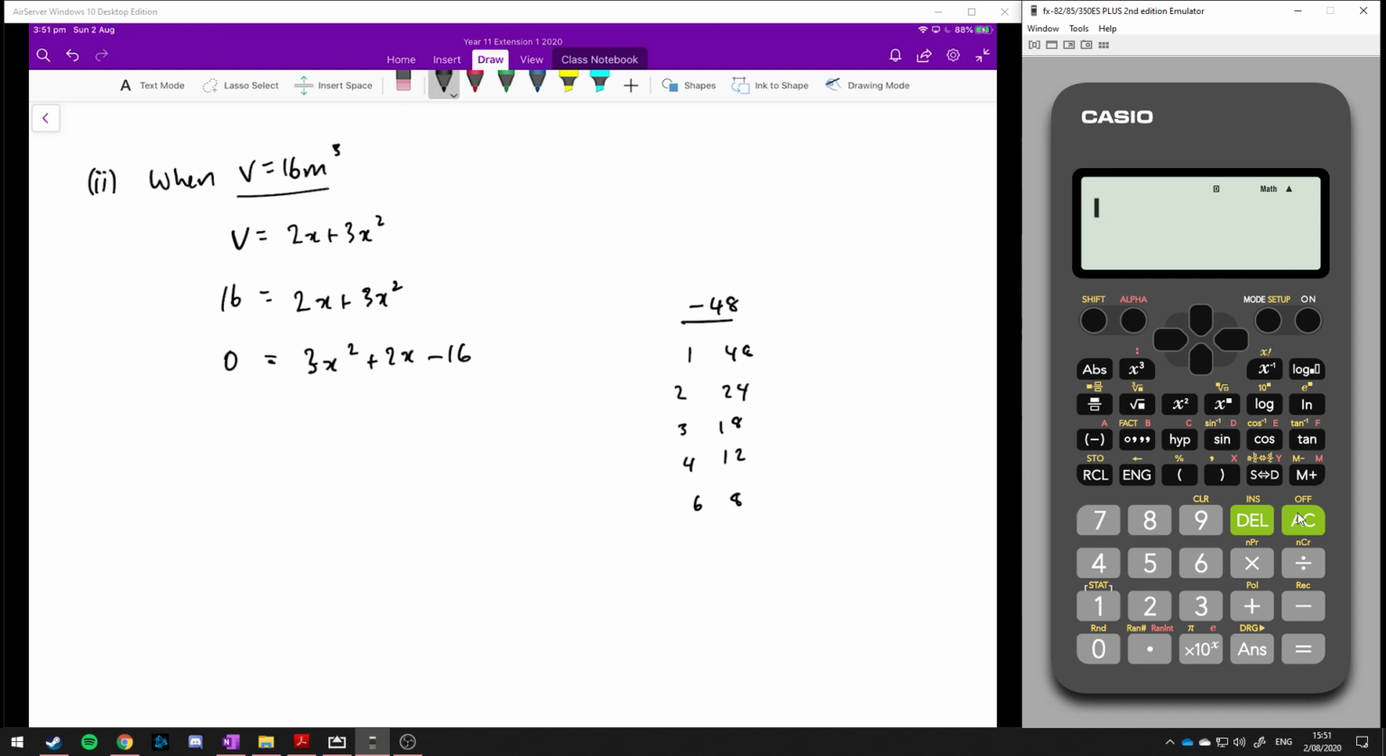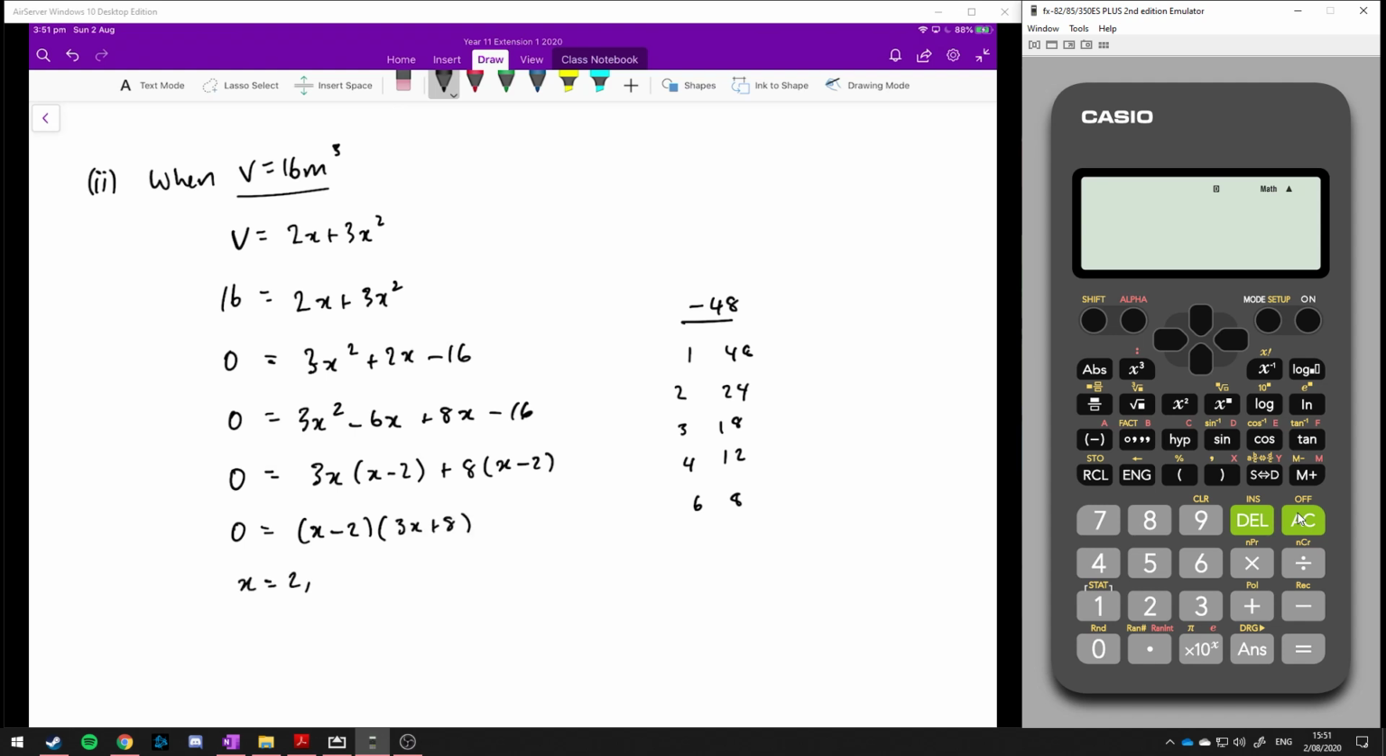So 6 and 8, and it's going to be plus 8 minus 6. So we're going to go 0 is equal to 3x squared minus 6x plus 8x minus 16. And we're going to factorize this one. The common factor of the 3x squared minus 6x is 3x, and that gives us x minus 2, plus 8 lots of x minus 2 as well. So that means we're going to have x minus 2 and 3x plus 8. Now x must be equal to 2, or x must be equal to negative 8 on 3.